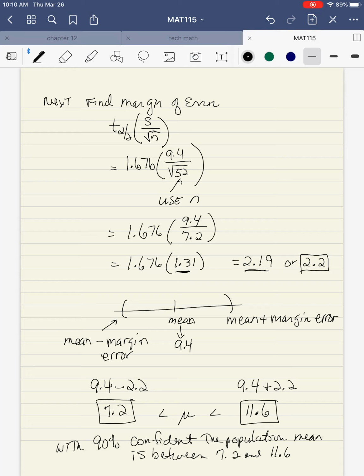Now I have to find the interval. So I put the mean in the middle. The mean was given as 9.4. And to get the interval, it's the same process as the last section. I'm going to take the mean minus the margin of error and the mean plus the margin of error. So I'll go 9.4 minus 2.2, which gives me 7.2, and 9.4 plus 2.2, which gives me 11.6. So the way I would read this is I am 90% confident that the population mean is between 7.2 and 11.6.